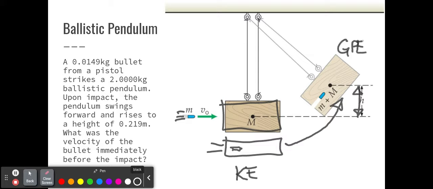So this is a two-part problem. We're going to look at the conservation of energy, and then that's going to help us figure out the velocity of the bullet and the pendulum. And then we can look at it as a collision, where we look at just the bullet versus the bullet and the pendulum.